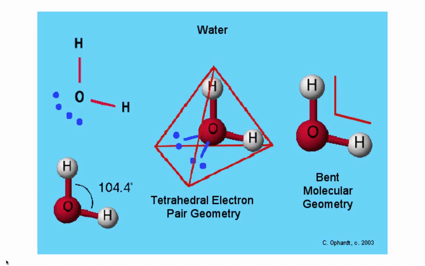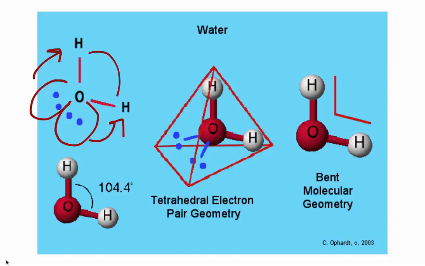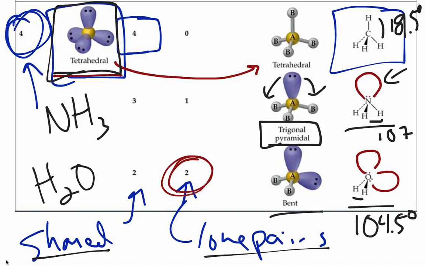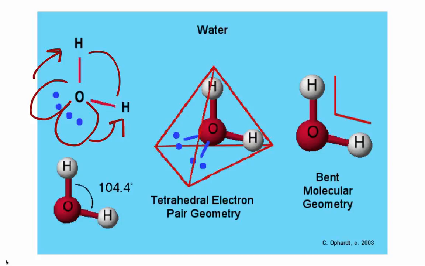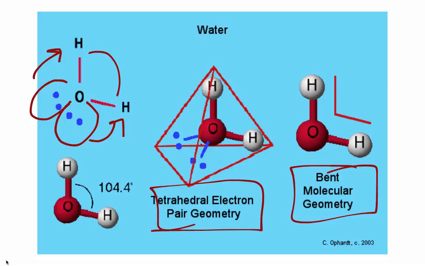So this is just another image of water. Again, water, when we draw its Lewis dot structure, is going to have these 2 lone pairs which push down on these hydrogens, making what's called a bent shape. So it's tetrahedral geometry, but a bent shape is what we'll refer to it as. So it's tetrahedral geometry, the shape is bent because of those lone pairs.